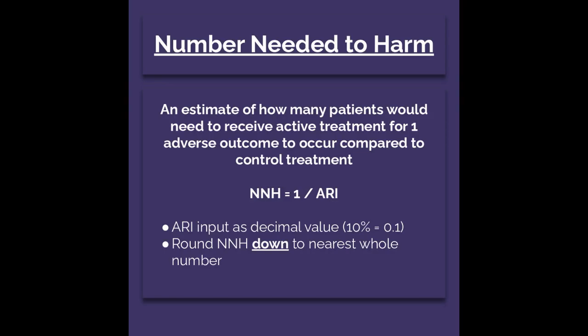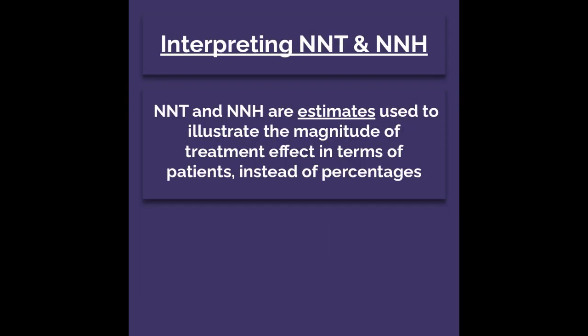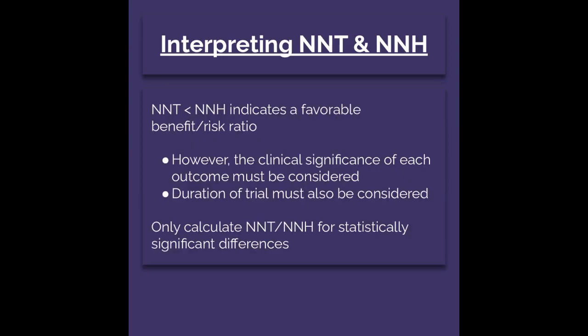Number needed to harm is the estimate of how many patients would need to receive active treatment for one adverse outcome to occur compared to the control group. And it's calculated the exact same way as number needed to treat, but for number needed to harm, the value is rounded down to the nearest whole number instead of up. When interpreting number needed to treat and number needed to harm, it's important to always remember that these are simply estimates used to illustrate the magnitude of treatment effect in terms of patients instead of percentages.